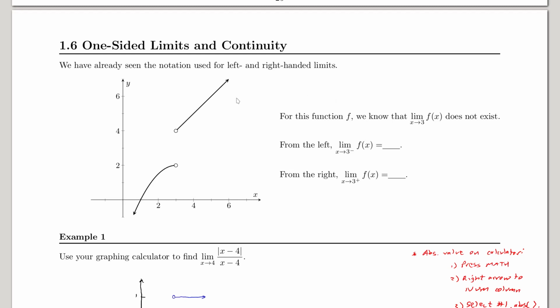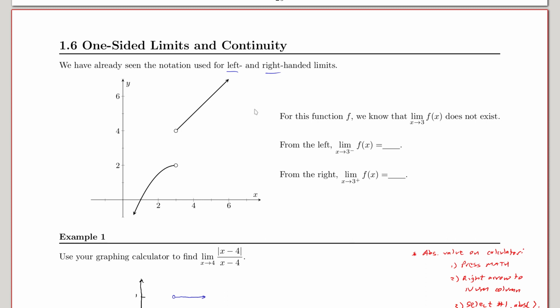In this last section, we're going to just tie up loose ends dealing with limits and talk a little bit more about graphs and limits. In the previous section, we already looked at the notation for left and right-handed limits. Our textbook introduces it in this section, but I thought it was better that we did it in the previous section. It'll make this section go a little bit quicker. So aside from a few loose ends, we're going to look at one other concept in this section called continuity.